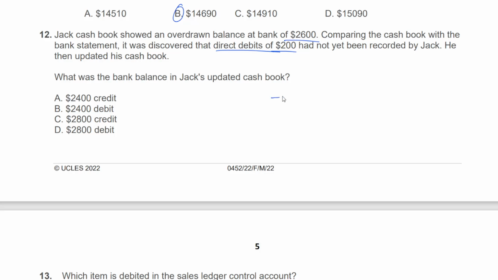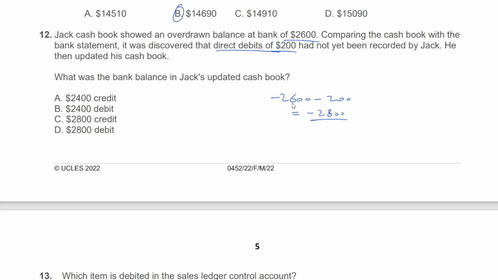Jack currently has negative 2,600 in his bank account, currently in his cash book. And this was never recorded, so we have to further subtract the 200. He then updated his cash book. What was the bank balance in Jack's updated cash book? So just subtract the 200 from the negative 2,600, that's negative 2,800.